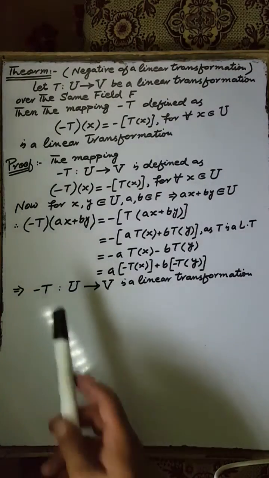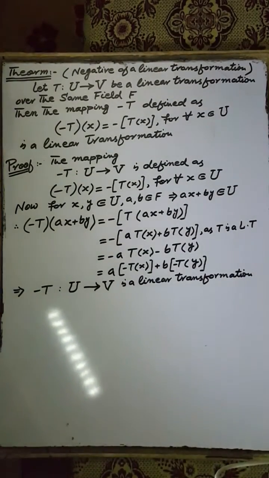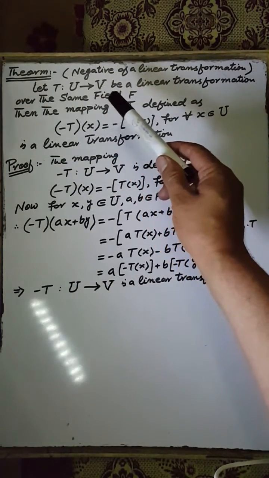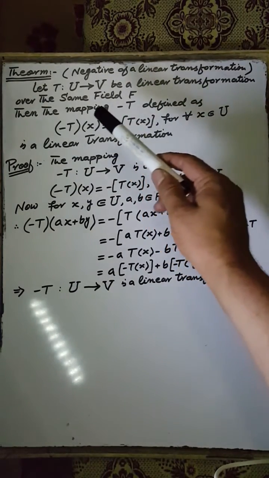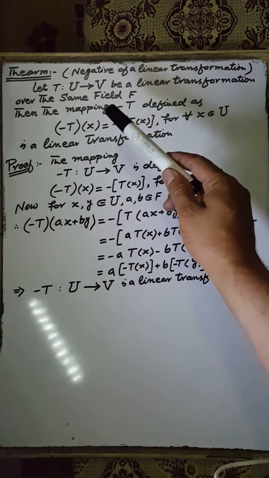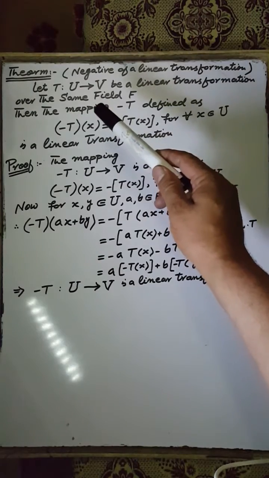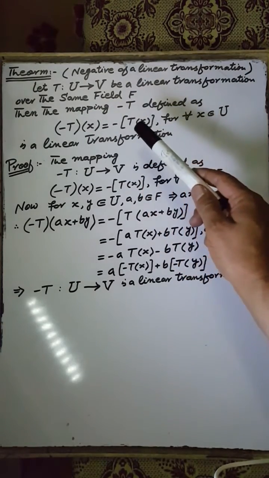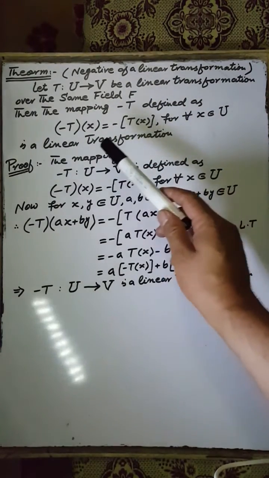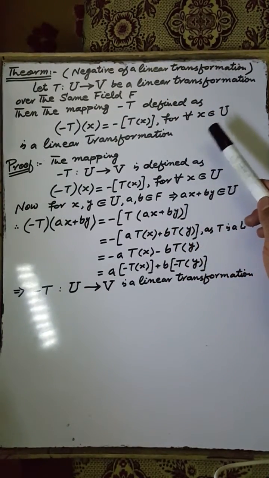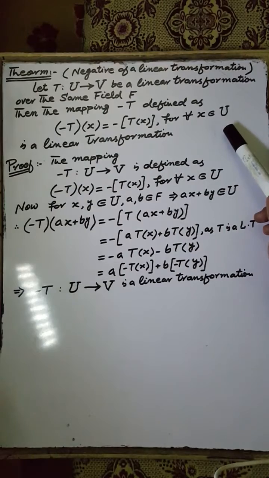Bismillahirrahmanirrahim. Our next theorem: the negative of a linear transformation. Let T: U → V be a linear transformation from the vector space U to the vector space V over the same field F. Then the mapping −T defined as (−T)x = −Tx for x an element of the vector space U over the field F is a linear transformation.